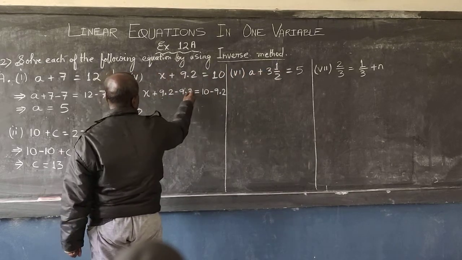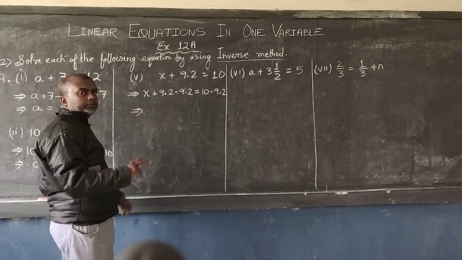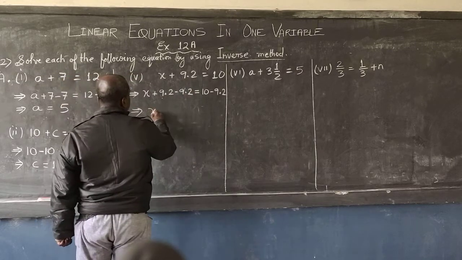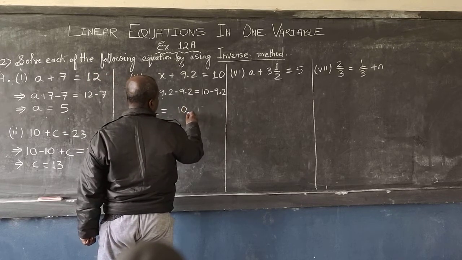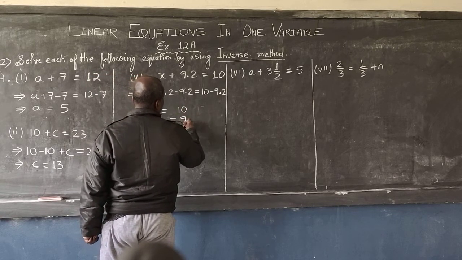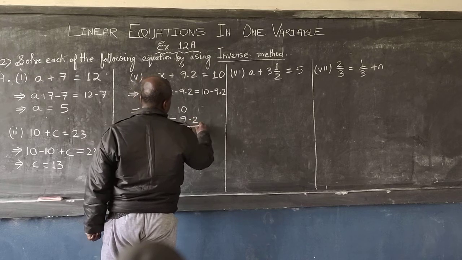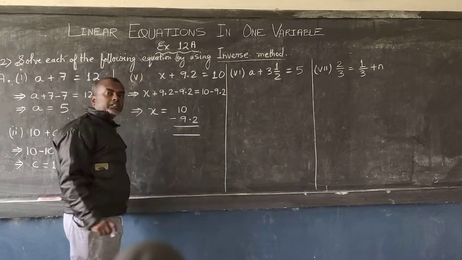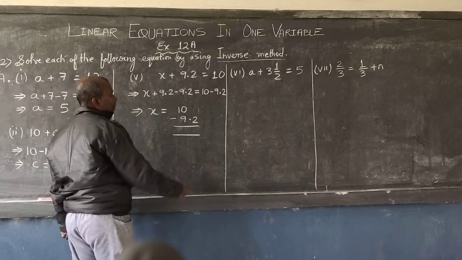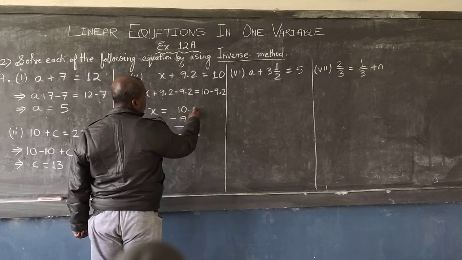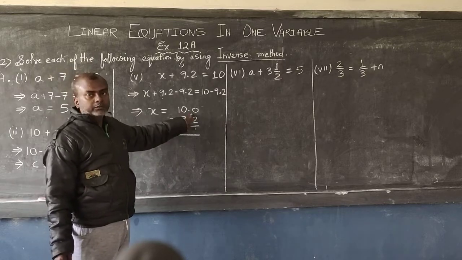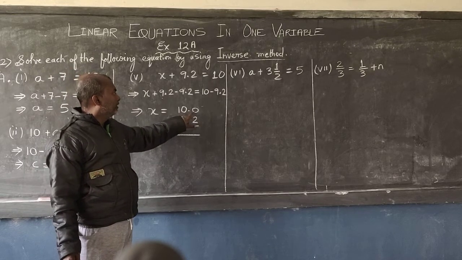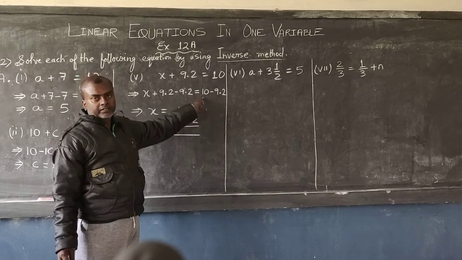So plus 9.2 and minus 9.2 get removed, they get cancelled. So only x will remain on the left side. Now on the right side we have 10 minus 9.2. I hope you all remember the decimal chapter. If there is no decimal here, we give a point and give 0 to fill the empty space that was here. 10.0 is same as 10.